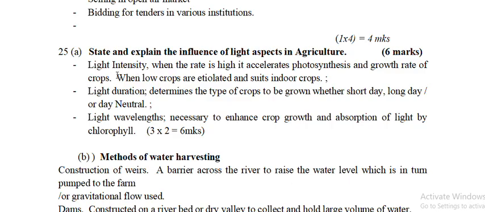Question 25. State and explain the influence of light aspects in agriculture. And the first one, light intensity. When the light is high, it accelerates photosynthesis and growth rate of crops. And when low, crops are etiolated and it switches indoor crops. Then light duration determines the type of crops to be grown, whether short day, long day, or day neutral. Then light wavelength, it is necessary to enhance crop growth and absorption of light by chlorophyll.